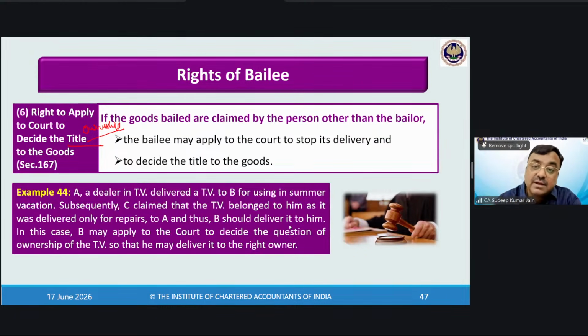So in this case, the bailee can file a case in court to decide to whom the book, to whom the goods, should be returned. So if the goods bailed are claimed by a person other than the bailer, the bailee may apply to the court to stop the delivery and to decide the title to the goods, to decide the ownership of the goods.